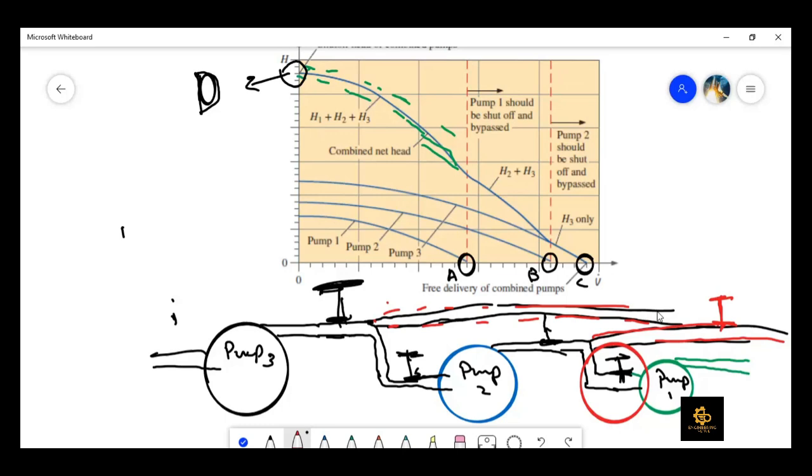Because if we are doing that, then we are kind of wasting our money, because we have installed two pumps and we are not getting any useful work out of them, and we are bypassing them. So that is not what we want to do ideally.